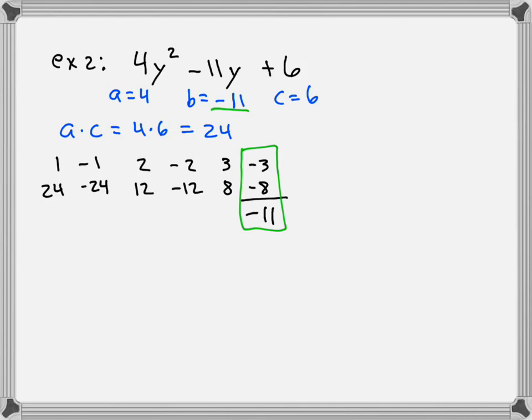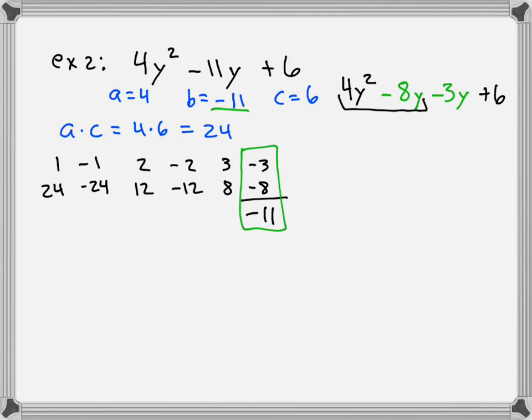So we can replace that middle term. So we have a 4y squared instead of the minus 11y. I'm going to write the minus 8y and then a minus 3y and then the plus 6. We can now factor by grouping.